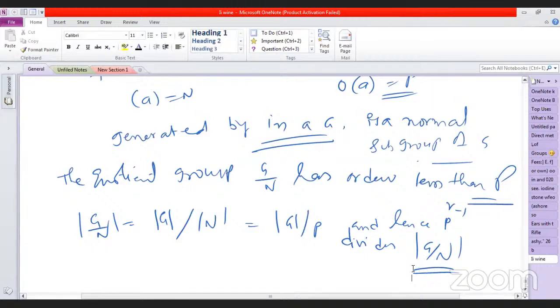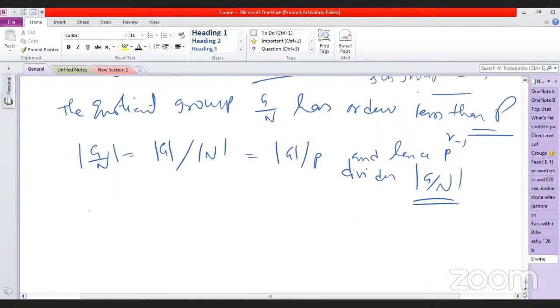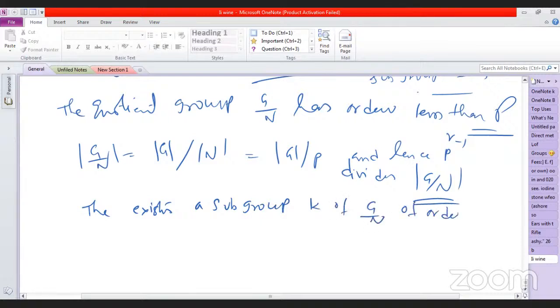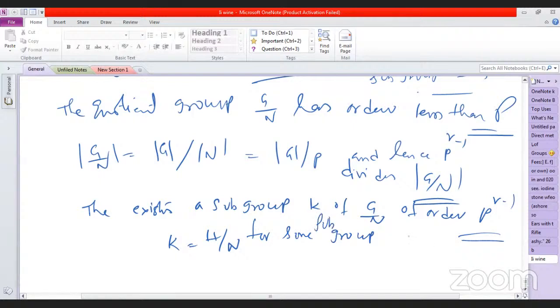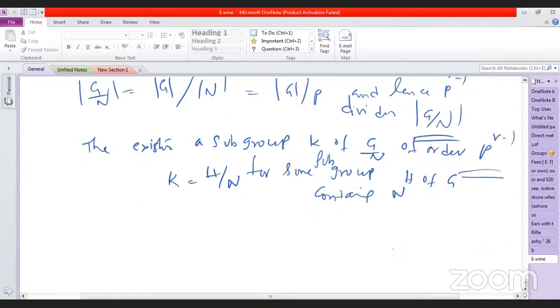By the induction hypothesis, there exists a subgroup K of G by N of order P power R minus 1. Since it is a group, we write K is equal to H by N for some subgroup H of G containing N. Therefore the order of H is equal to the order of K times the order of N.